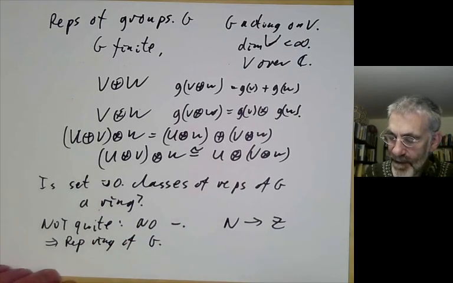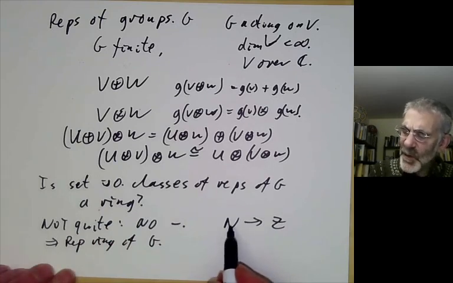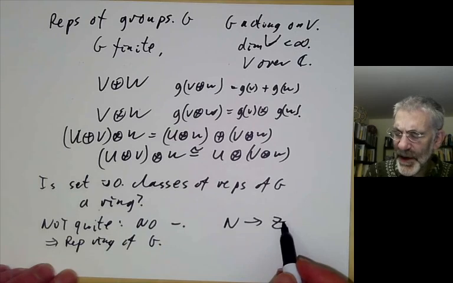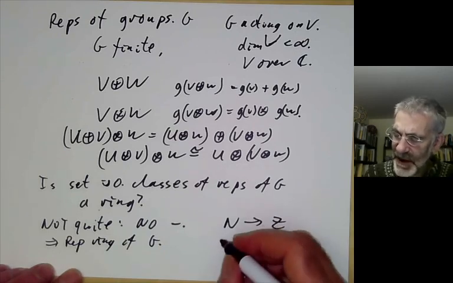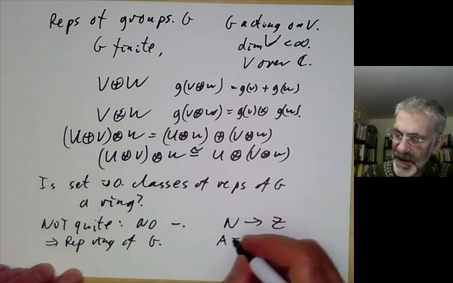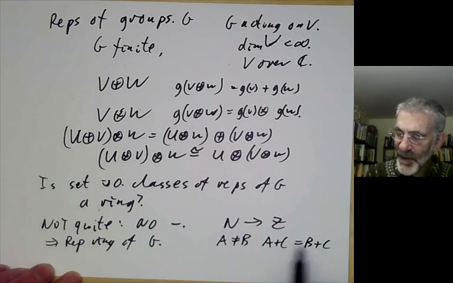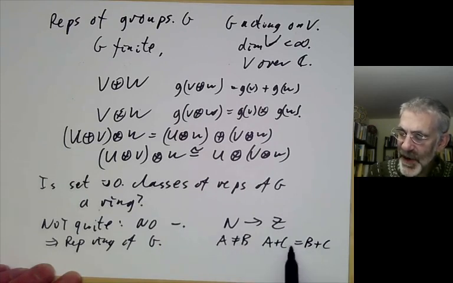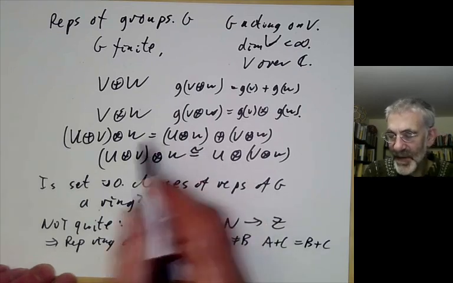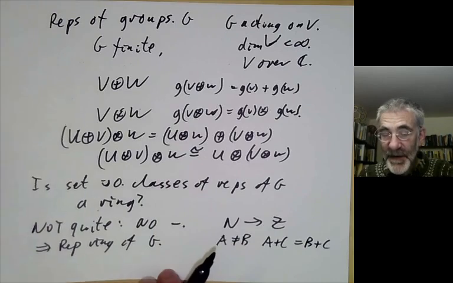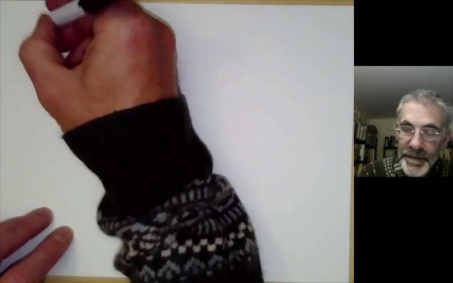I should just mention when you convert a ring without subtraction to a ring, you've got to be a little bit careful, because you can get phenomena where A is not equal to B, but A plus C is equal to B plus C in your ring without subtraction. This means that A and B become the same in the ring, even though they're not the same in the semi-ring you start with. Anyway, let's just give a couple of examples of this.